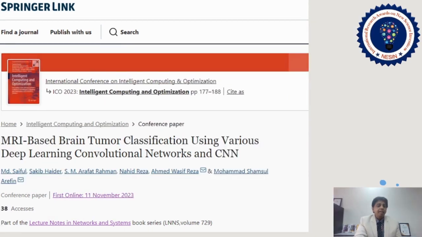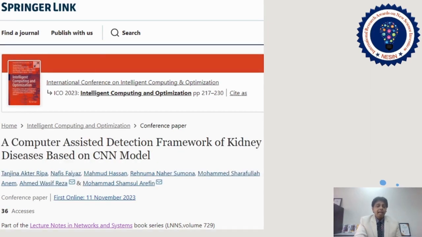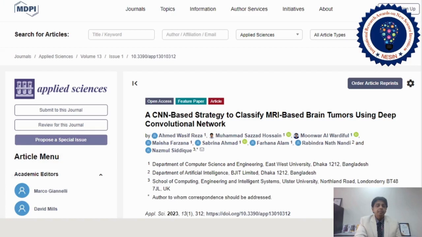Another publication, MRI based brain tumor classification using various deep learning convolution network and CNN. This is also published in Springer Nature, Lecture Notes in Network and System. Another publication, a computer assisted detection framework of kidney disease based on CNN model. This is also published in Springer Nature, Lecture Notes in Network and System. This is another publication, a CNN-based strategy to classify MRI-based brain tumor using deep convolution network. This is published in Applied Sciences, MDPI.